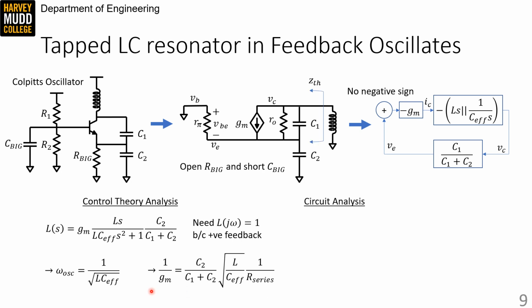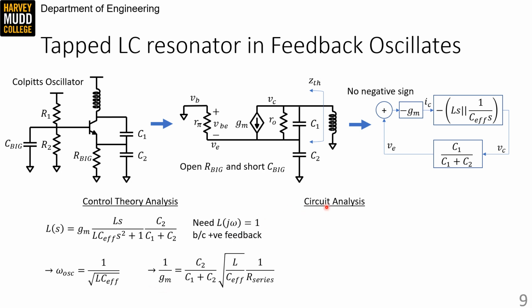So this control theory analysis answers the questions we care about. We know the frequency of oscillation, and we know how much gain we need in order to make our oscillation stable. However, there's another way to come to this result that's rooted in circuit analysis, and it's worth seeing so that you understand it when you see it in other references.